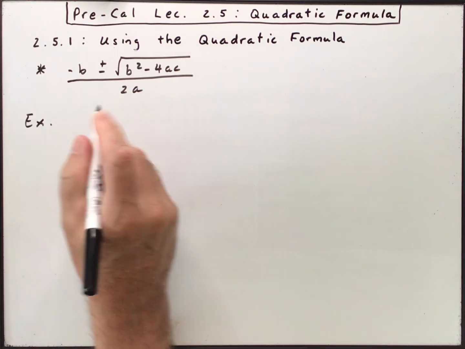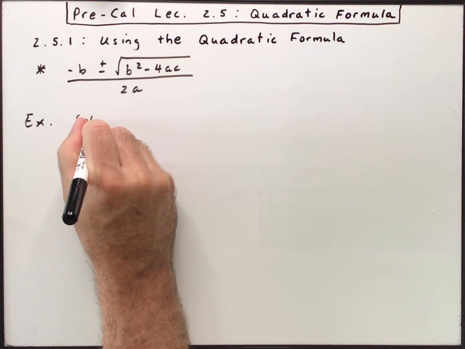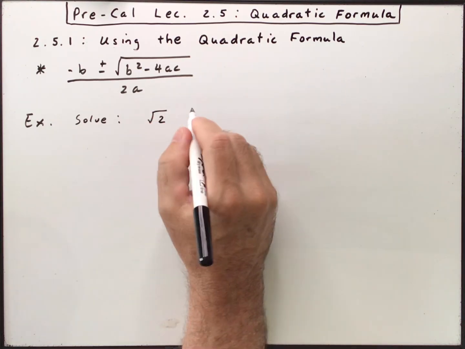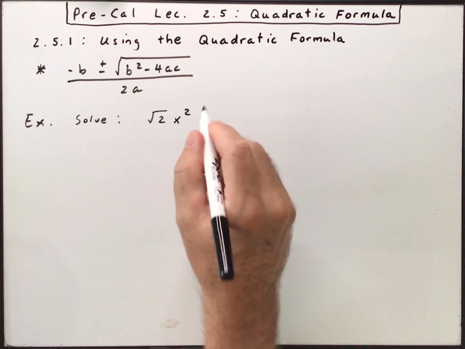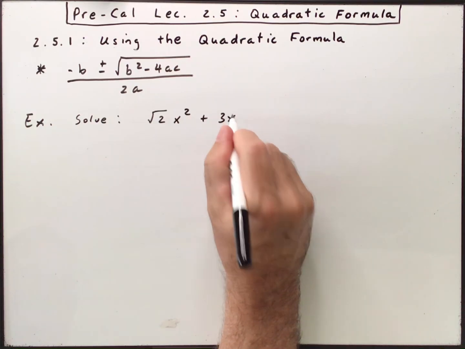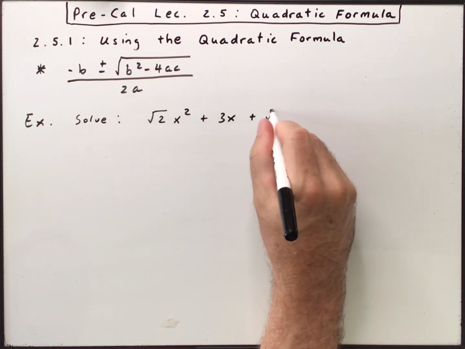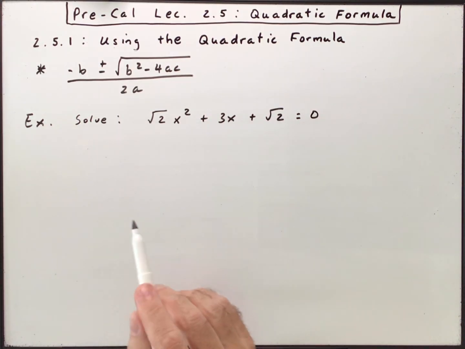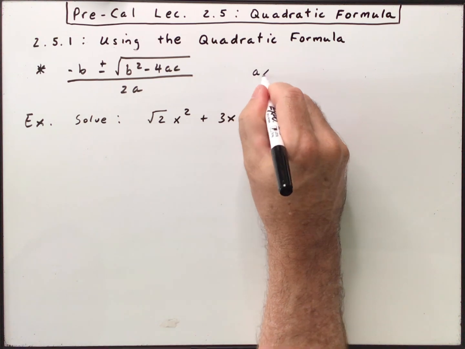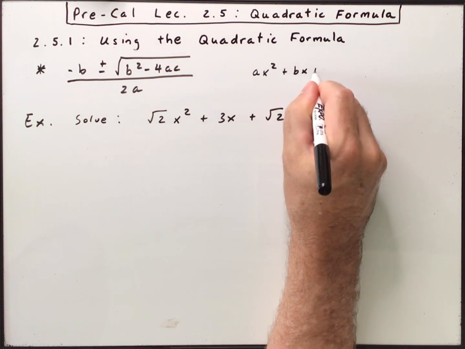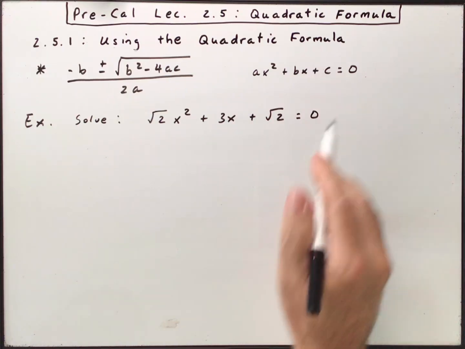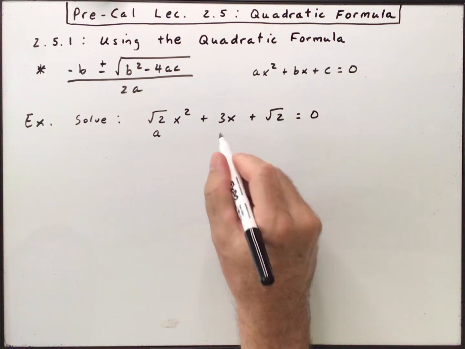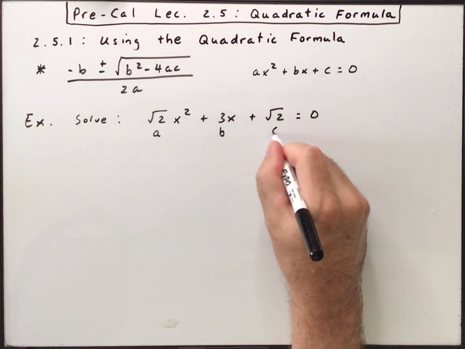So we've got negative b plus or minus the square root of b squared minus 4ac all over 2a. Okay, our next example, and we're just solving. We've got the square root of 2 times x squared plus 3 times x plus the square root of 2 is equal to 0. So it's already in the appropriate form, right? Ax squared plus bx plus c equals 0. If it's not in the appropriate form, you have to get it there. Okay, so a is the square root of 2, b is 3, c is the square root of 2.